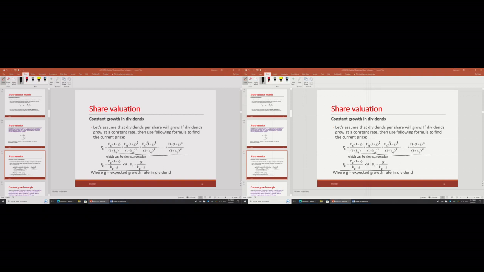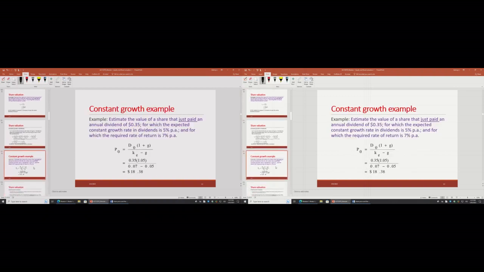So for constant growth in dividends, the price is just, either one will be okay, D1 over KE minus G. D1 means the dividend in the next period. D0 means the dividend that has just been paid, the dividend in the past. KE is the cost of capital, G is the growth rate. So that's the formula, a very simple one. An example.